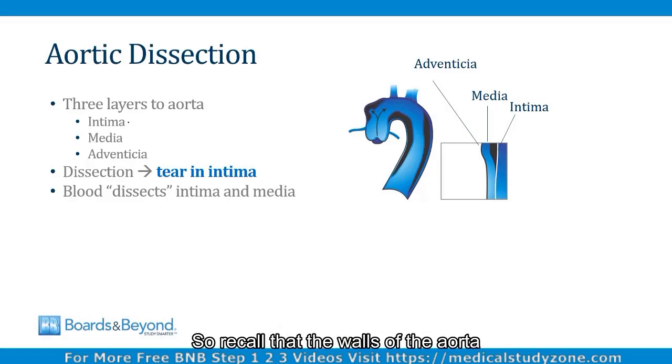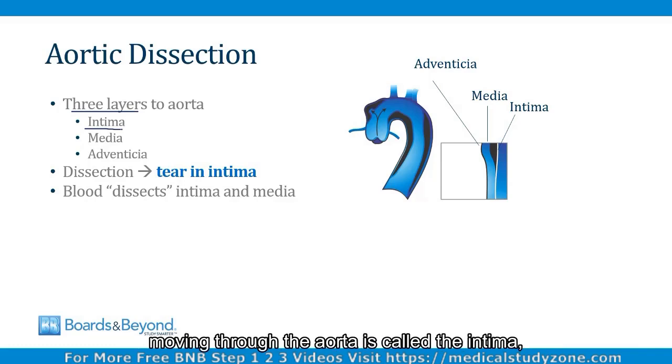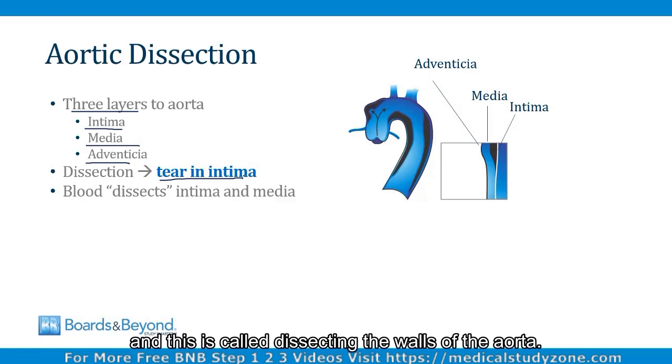So recall that the walls of the aorta are made up of three layers. The innermost layer, the layer that touches the blood moving through the aorta, is called the intima. The middle layer is called the media, and the outer layer is called the adventitia. An aortic dissection occurs when there is a tear in the intima, and this allows blood to get in between the intima and media, and this is called dissecting the walls of the aorta.